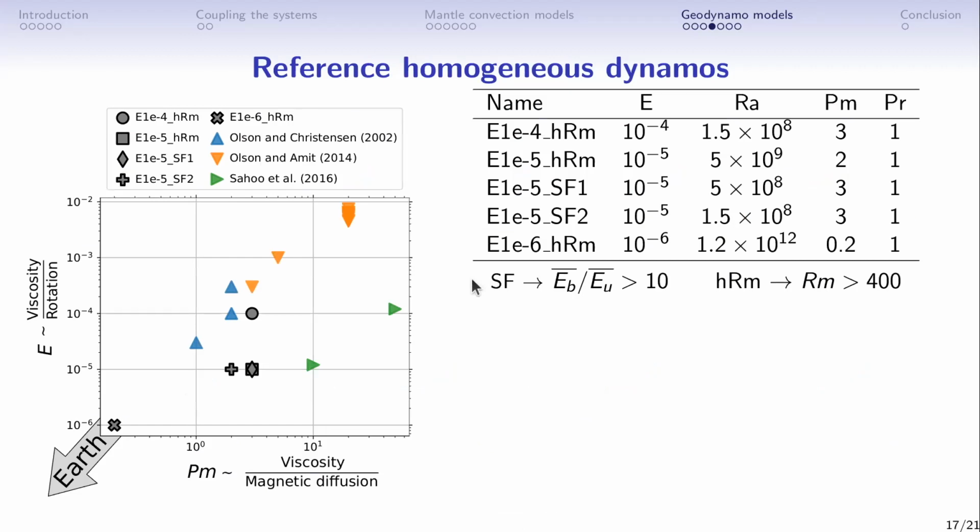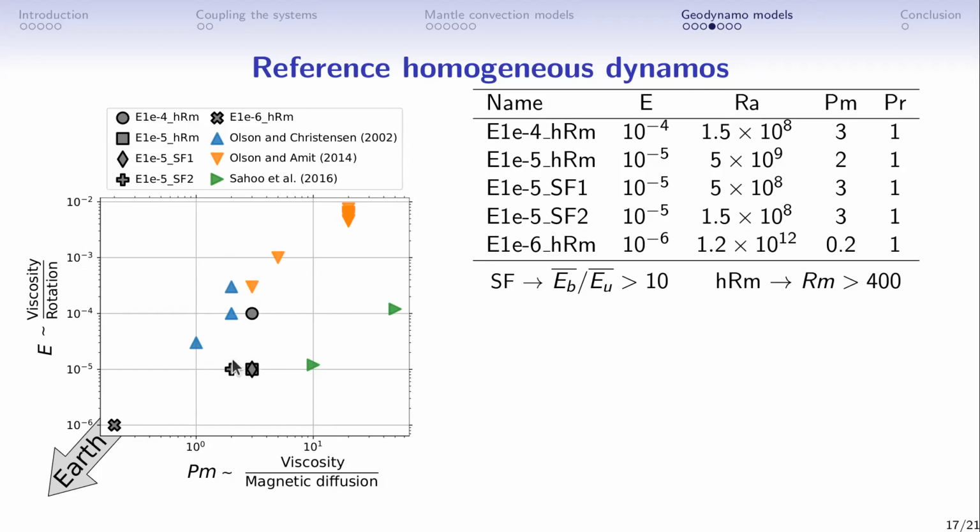So here I show the reference dynamo cases without heat flux heterogeneities that we use. This table gives the non-dimensional parameters of these dynamos. And on this figure, I show the Ekman number and the magnetic Prandtl number of these dynamos compared to some previous studies that also studied the effect of heterogeneous heat flux at the top of the core. You can see that this case here with an Ekman number of 10 to the minus 4 is standard compared to what has been done previously.